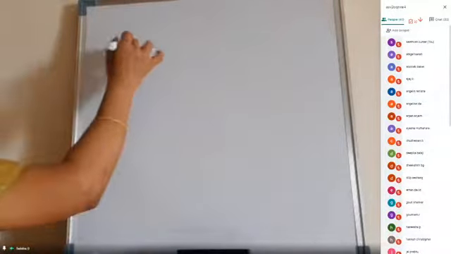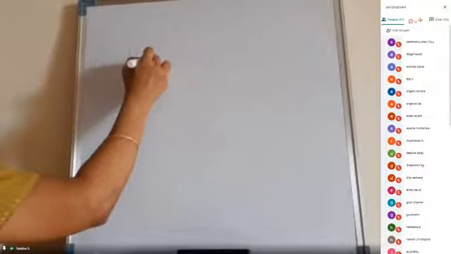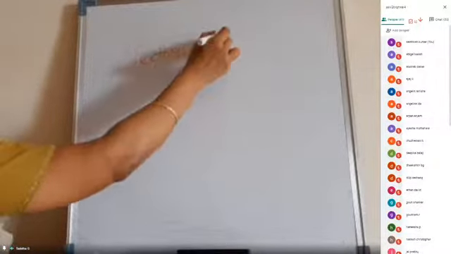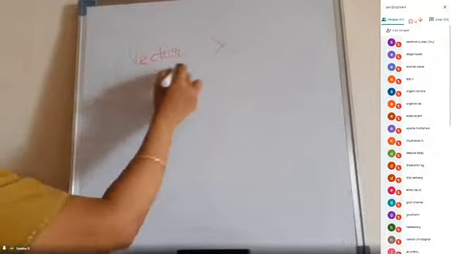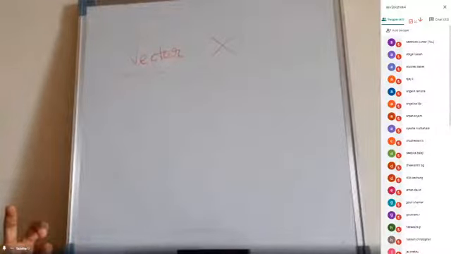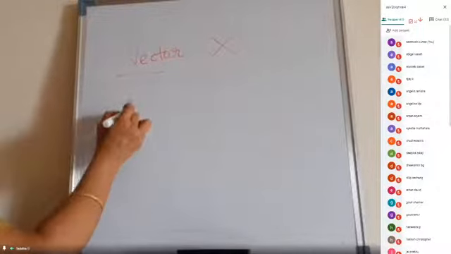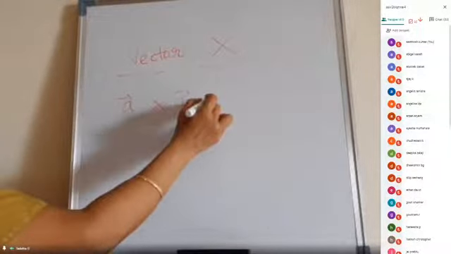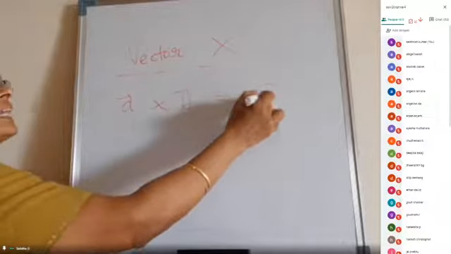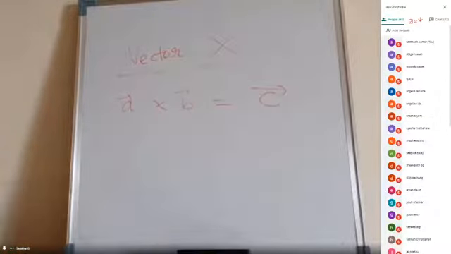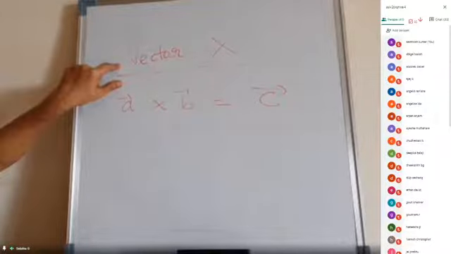Today I'm going to start vector product, or cross product. What is vector product? What is cross product? Since I'm using the symbol cross, it is called cross product. You multiply A vector cross B vector, you will get a vector. You won't get a scalar, you will get a vector. So it is called vector product.